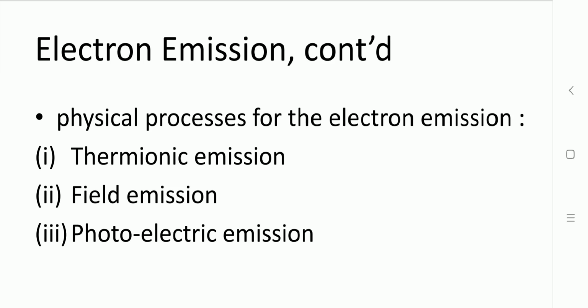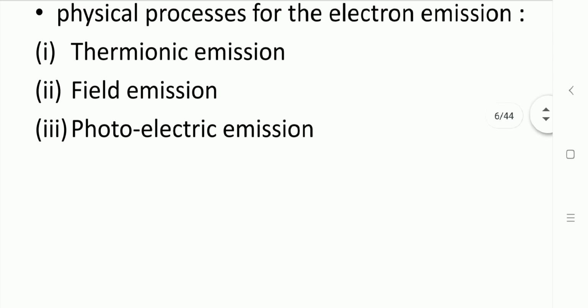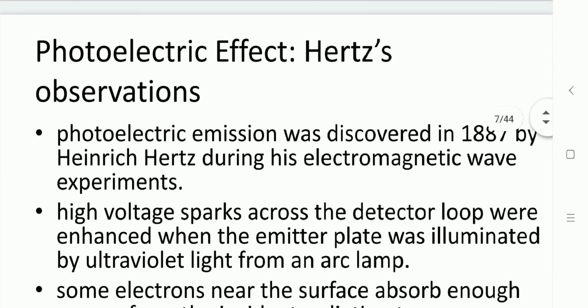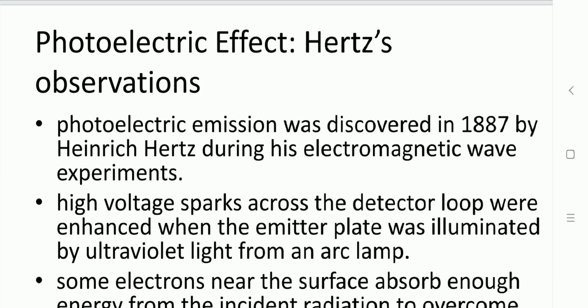The next process is field emission, in which we apply a very strong electric field, on the order of 10 raised to 8 volt per meter, and electrons are pulled out from the metal like a spark. The third is photoelectric emission, in which light of suitable frequency illuminates the metal surface and electrons are emitted from it. These generated electrons are known as photoelectrons. Now let us understand how the photoelectric effect occurs, which was experimented on by Hertz, who observed certain conditions. He did these experiments in 1887.